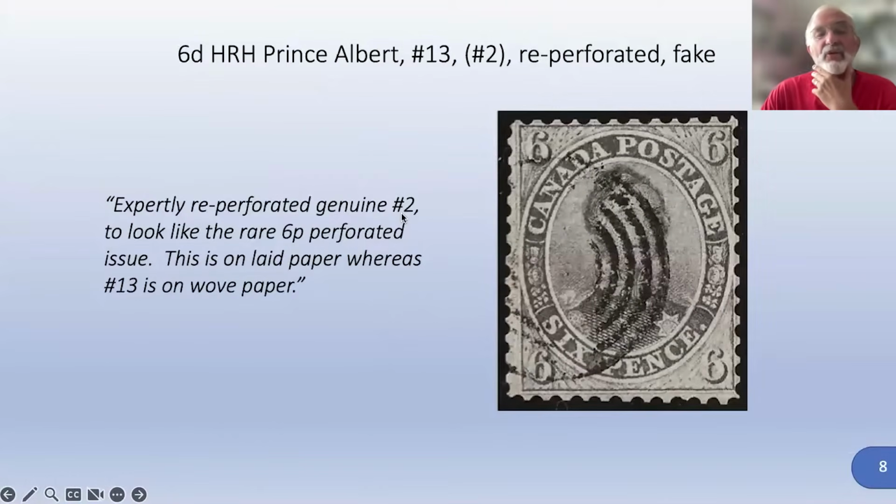Here is another stamp that has been reperforated. It's a number 2, again made to look like the expensive number 13, which is the perforated version of these early issues. The difference here is that the paper is wrong. This is on laid paper, and number 13 is on wove paper.